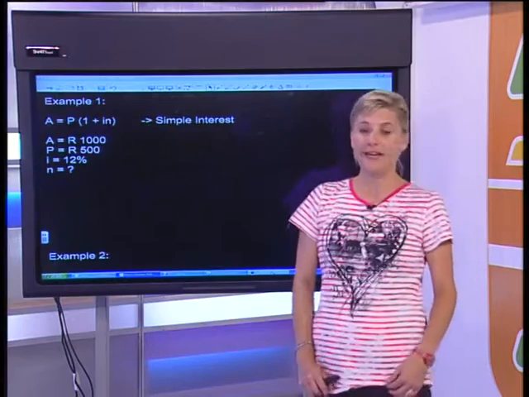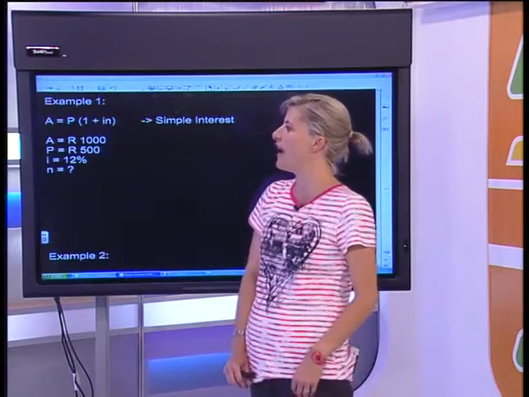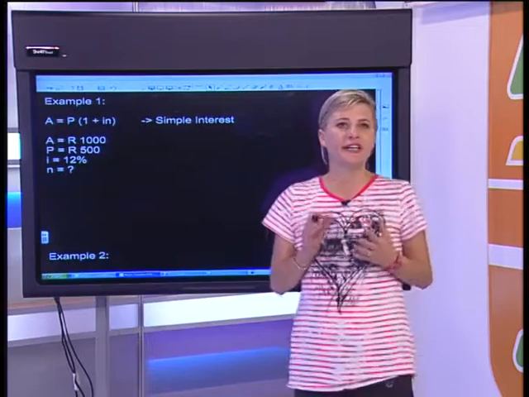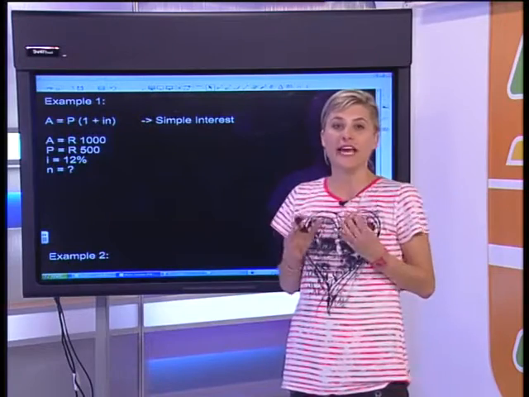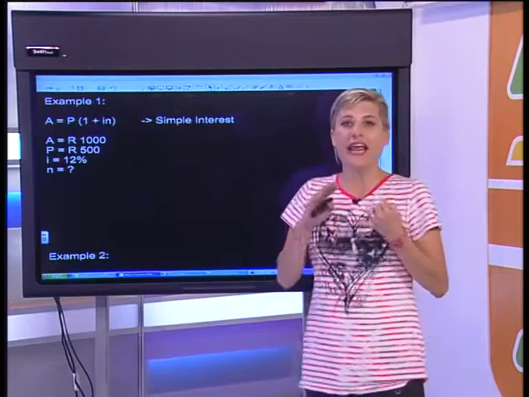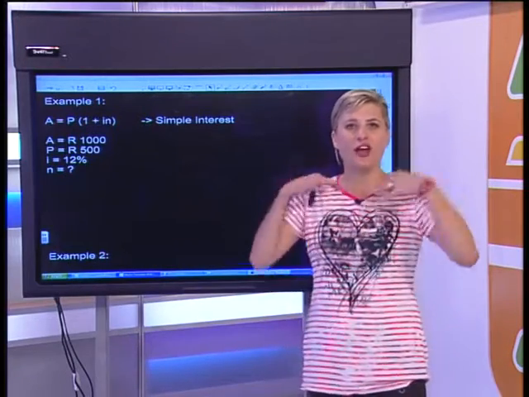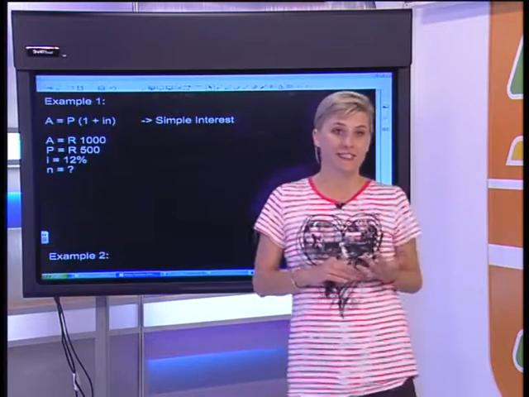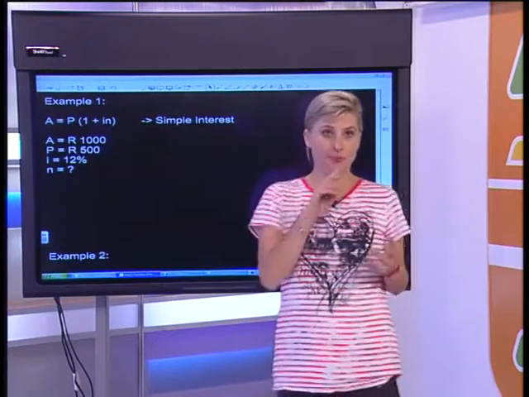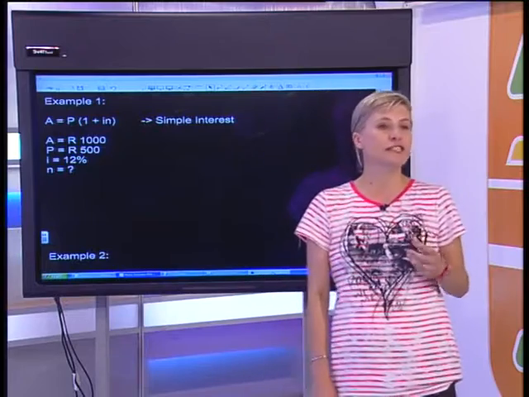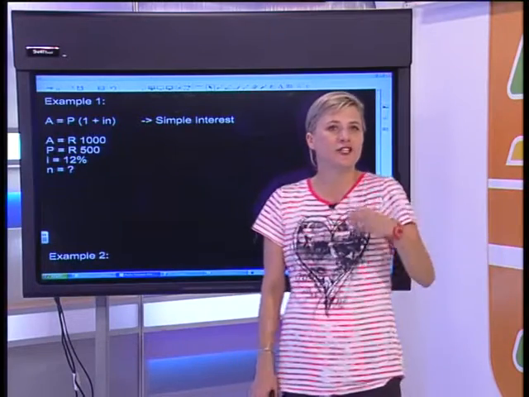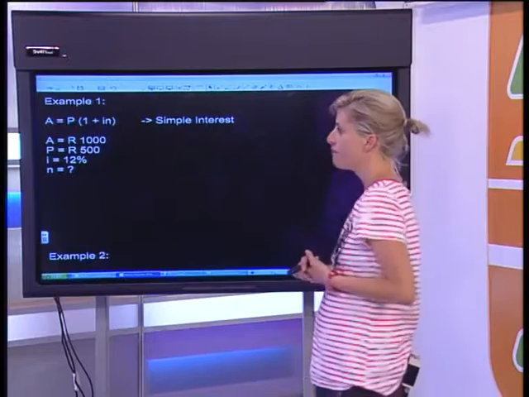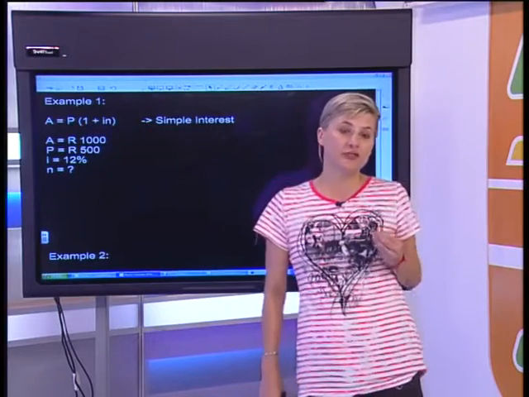We've got A equal to P bracket 1 plus i times n. So let's just talk quickly about what everything stands for. A is our end amount. So if you are investing money, A is the amount that you will receive at the end. P is our principal or our initial amount. So that would be the amount of money that goes into the bank at the start of your whole savings venture. i is our interest rate, guys.